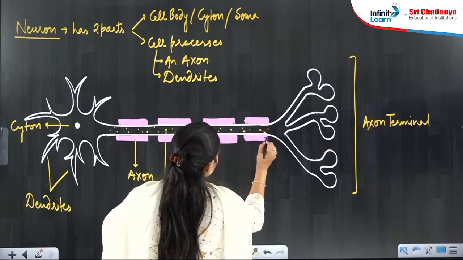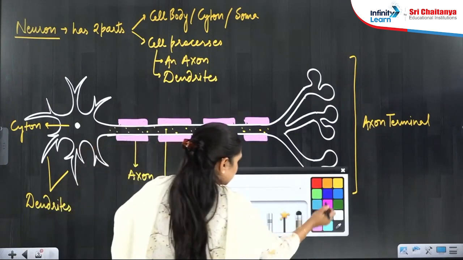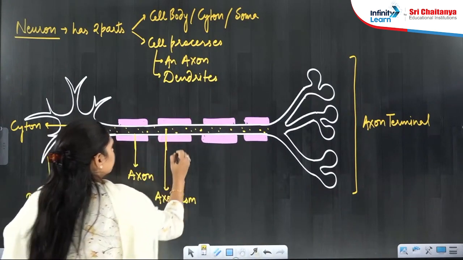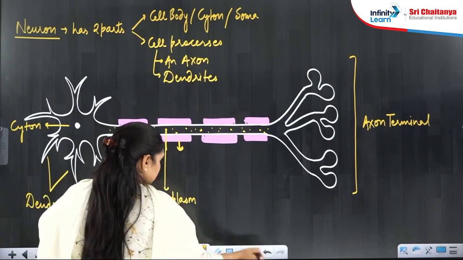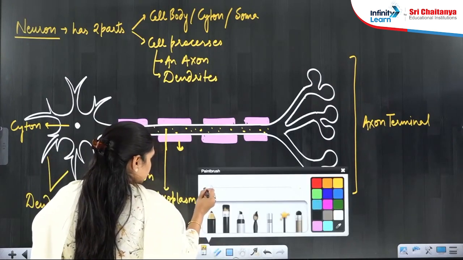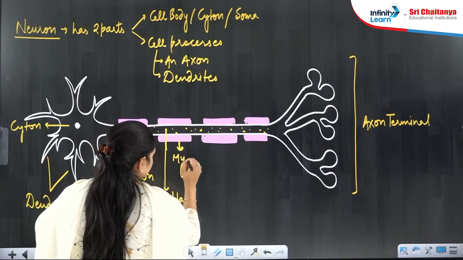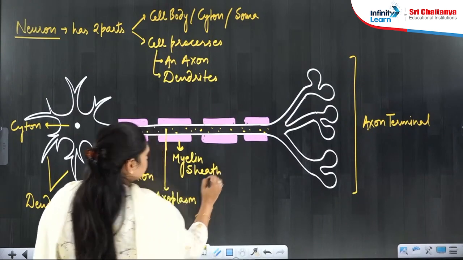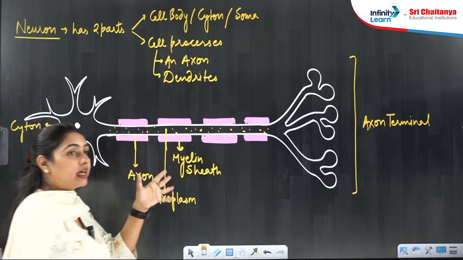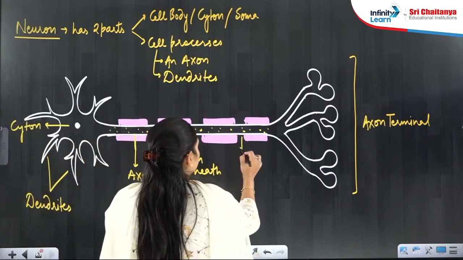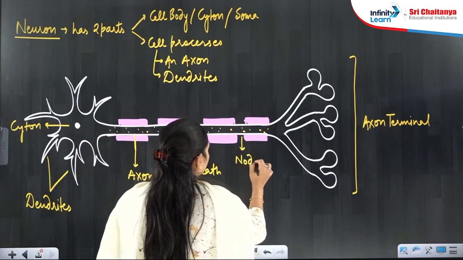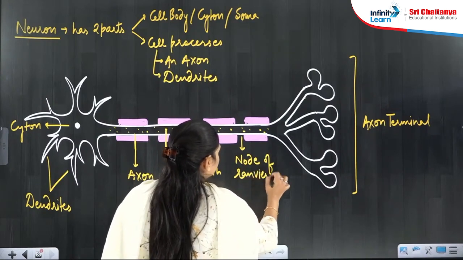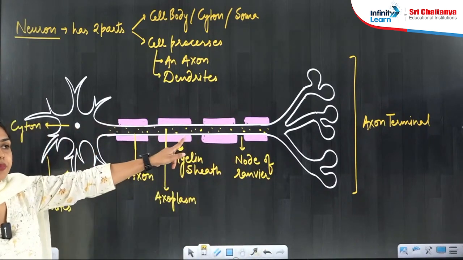there. Those places will be called what? This is axon, this is axoplasm, this is myelin sheath. So there are some places where the myelin sheath is not there. That is the nodes of Ranvier. Yes, absolutely correct. This is the node of Ranvier.